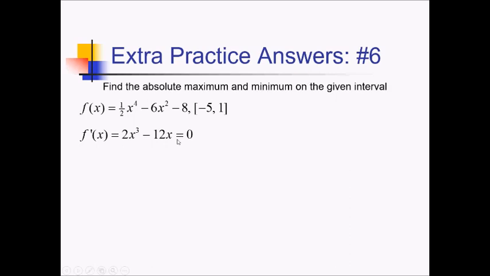I can start by taking out a 2x. That'll leave me with an x squared minus 6. And if 2x equals 0, that means x equals 0. So that's one of our possible critical values. And then in here, if I add the 6 and square root both sides, I get plus or minus radical 6. Now, out of all these critical values, which ones are actually in this interval?